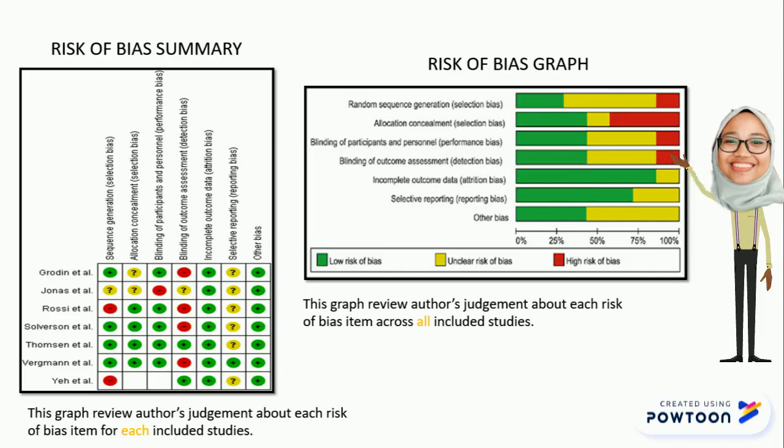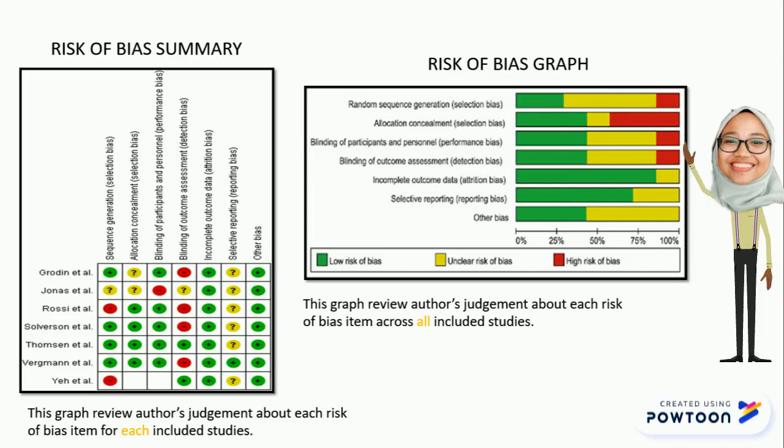For the incomplete outcome data domain, if there is no missing data or the reasons for missing data are not related to the outcome, it is considered as having low risk of bias. But there is high risk of bias if the reasons for missing data are related to the outcome.